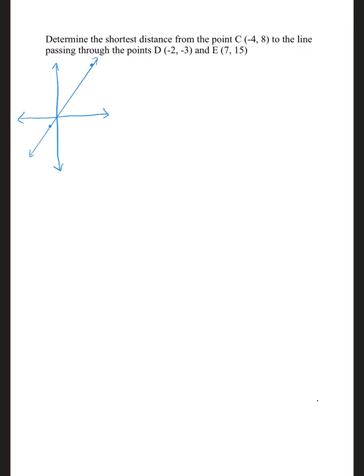Okay, and I'm going to label my point. So this was point D, and it was at -2, -3. And this was point E, which is at 7, 15. All right, it says point C is somewhere over here, so -4 and 8. Let's say somewhere here.